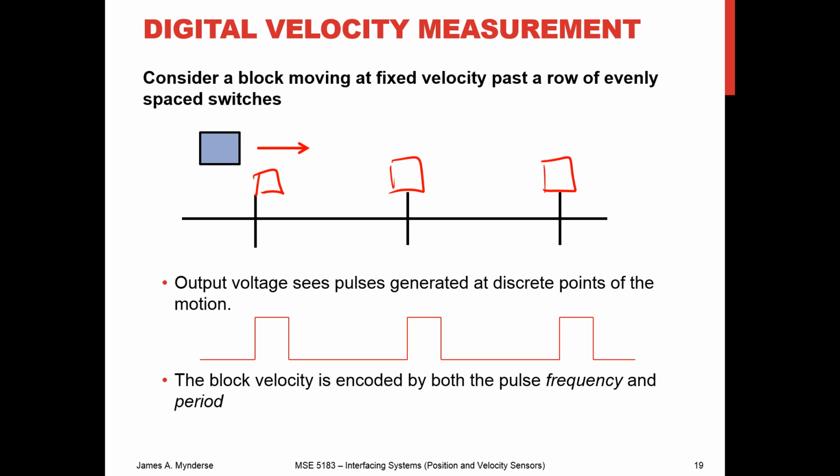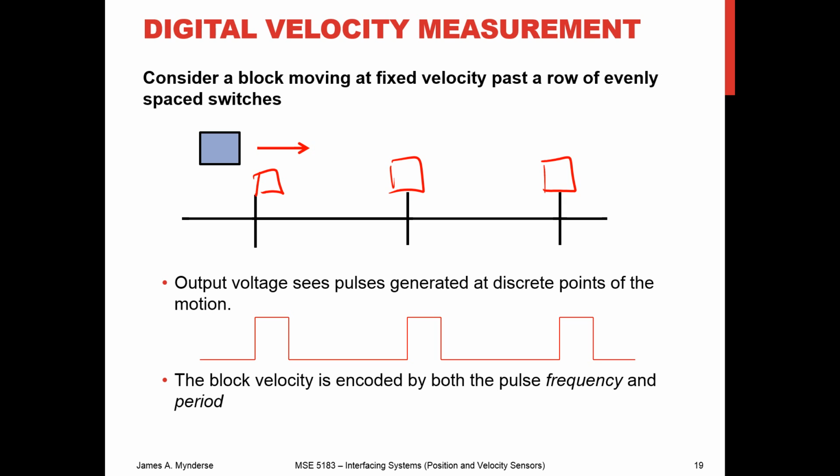And so we get these pulses, and we want to look at how to relate these pulses, which are digital, on or off, into the speed or the position of the block. And so you can see right away that the velocity here is encoded either by the frequency of those pulses or the period of the pulses. Either way, we can go at it, and it'll give us velocity.